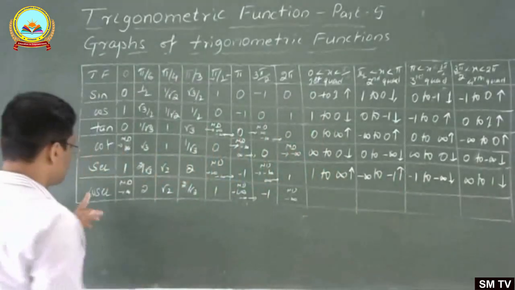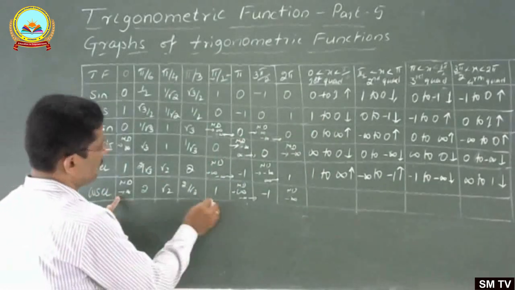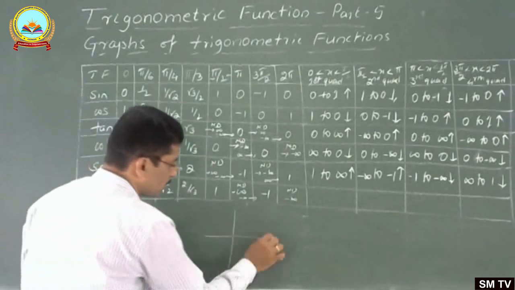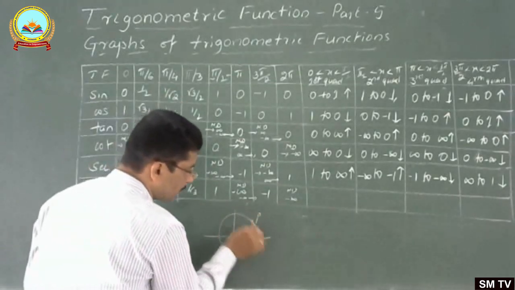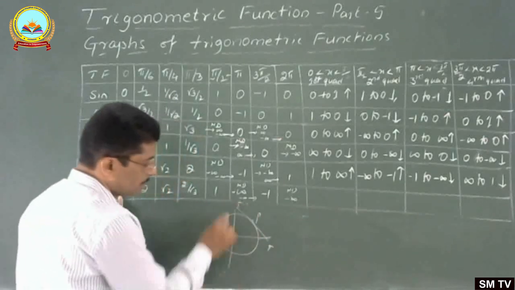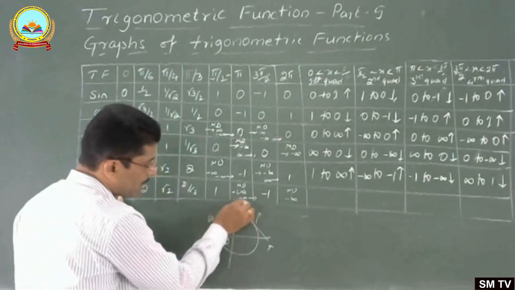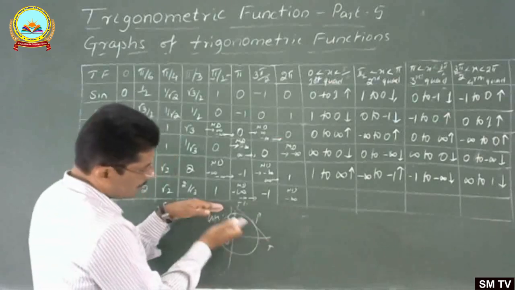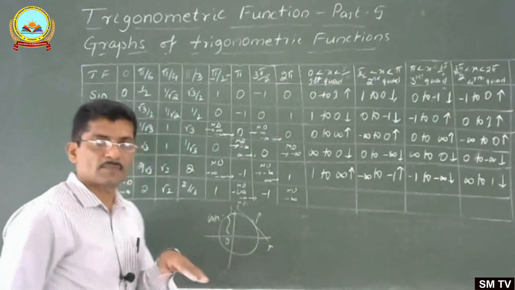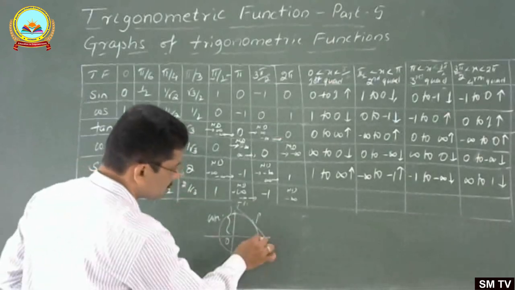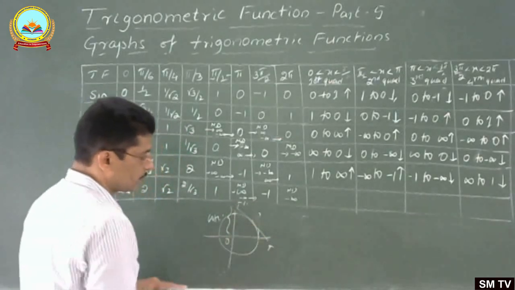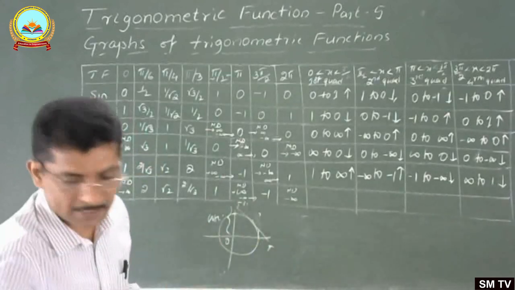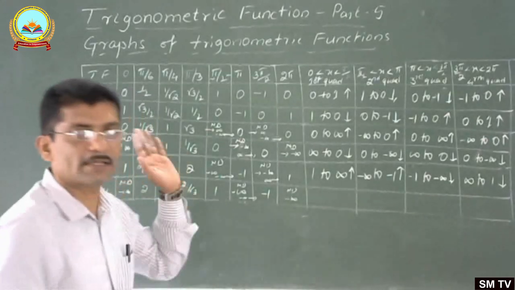The next one is the cosecant function. In 0 to pi by 2, the cosecant function is not defined at 0. Suppose in the unit circle P is the point, PT is a tangent, and here OT dash is the cosecant x. Suppose its value is 0, here you know that this line is parallel to the x axis. Here it is parallel to the y axis, therefore the cosecant function is not defined at the point x equal to 0. It does not intersect the y axis.